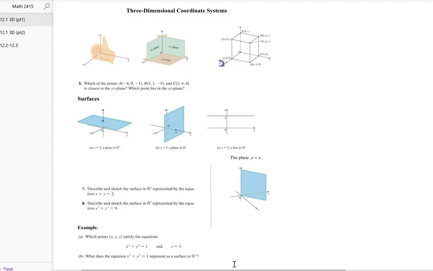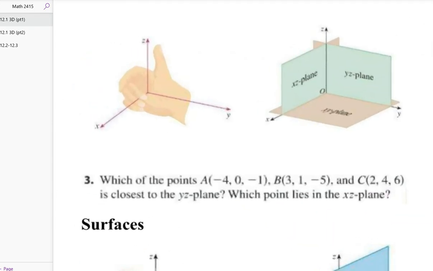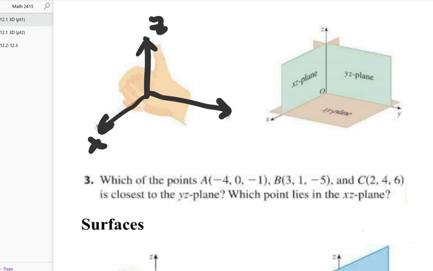So let's get started. Basically, what you have here is the X and Y axes right here, X and Y. And what we're going to do is add a Z axis to it. Just a Z axis. And if you look at the outline of this hand here, so hang on one second. This is Z, this is X, and this is Y.